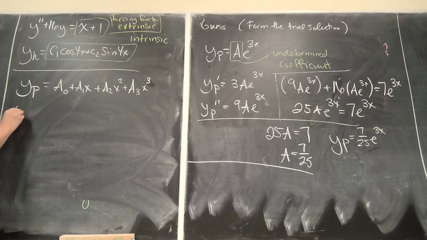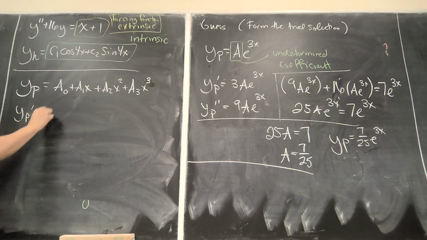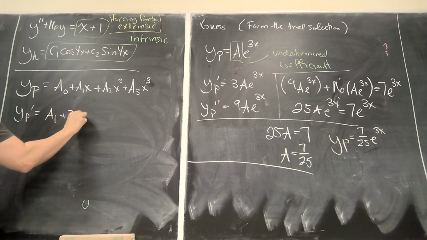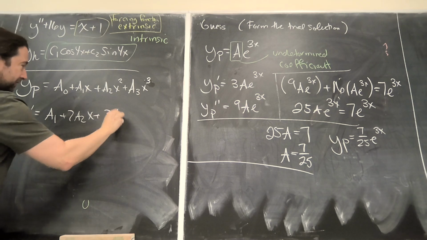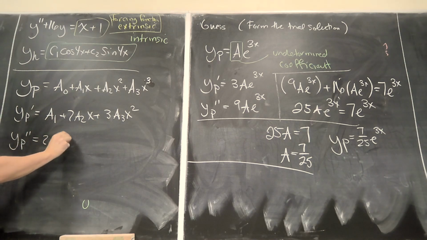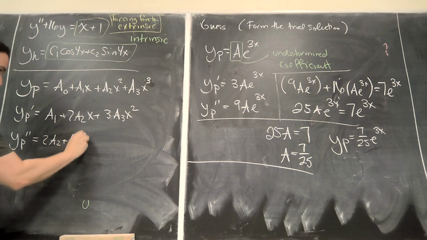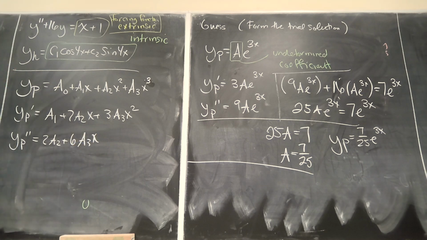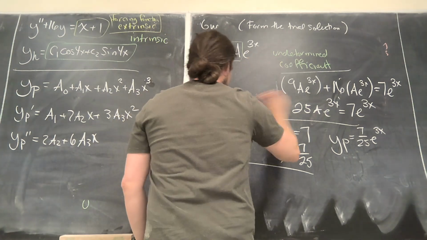All right, so y particular prime is going to be a1 plus 2a2x plus 3a3x squared. It's a second order equation, so I better take another derivative. 2a2 plus 6a3x. I think I've done that correctly. You should make sure you verify my derivatives today, because what we're going to do in the next step is longer.